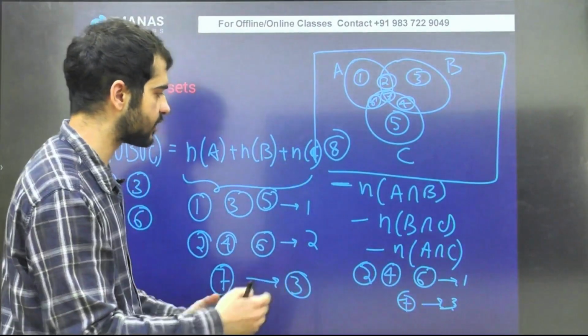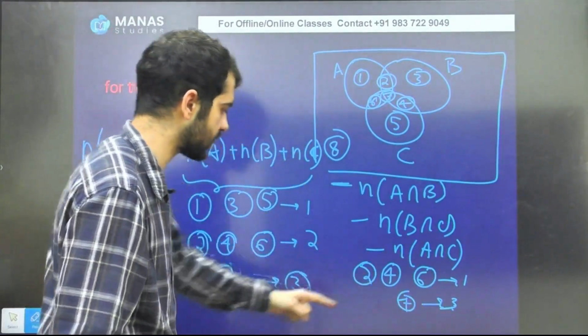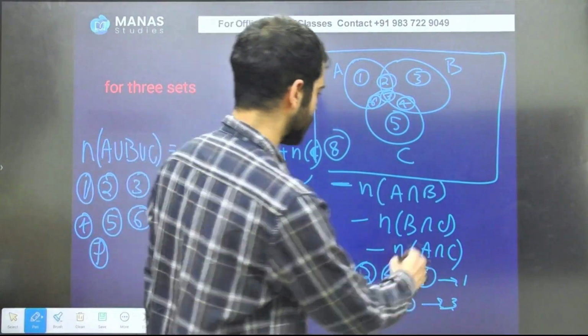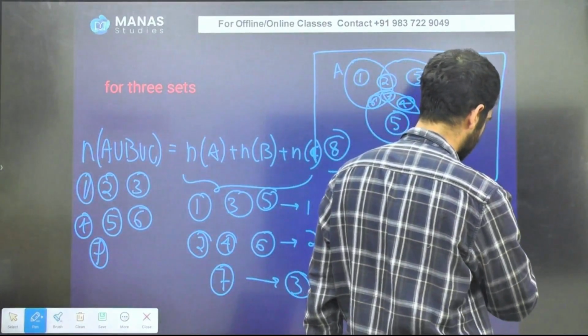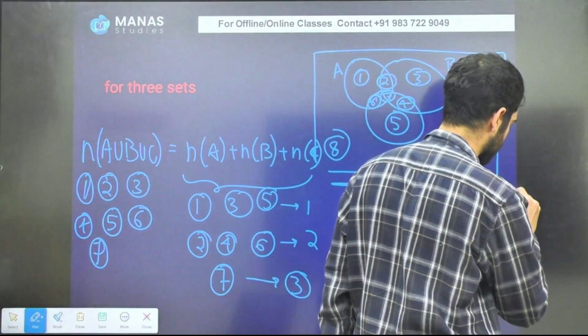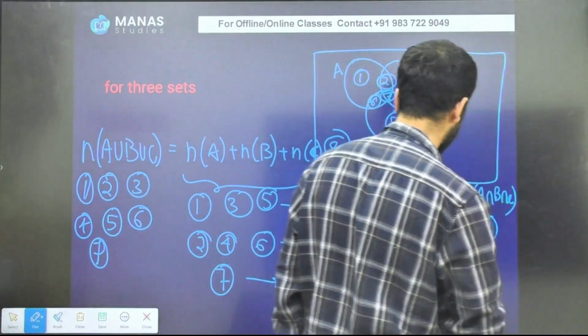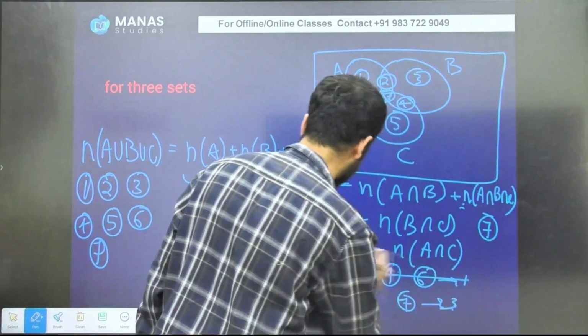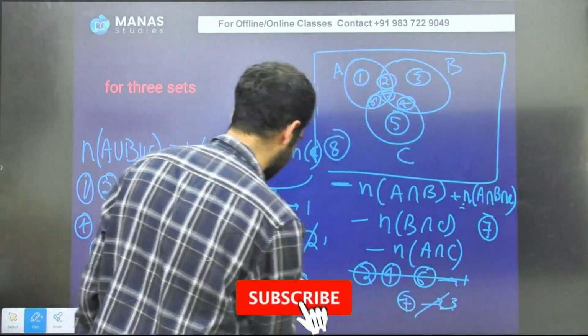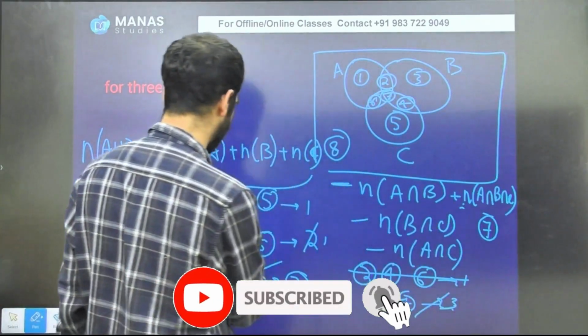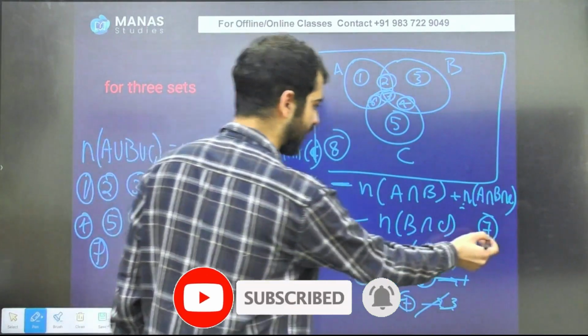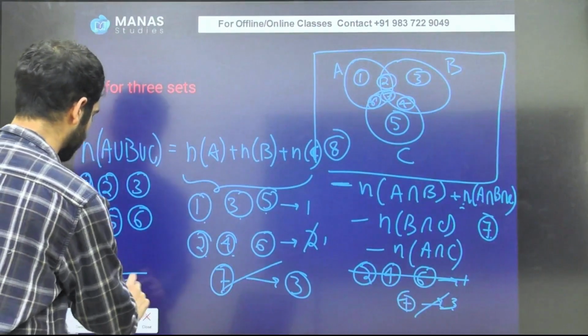So in the final result, I will have 1, 3, 5. I will have 2, 4, 6, but 7 is completely removed. So I will have to add that region by writing it as A intersection B intersection C, and then 7 is included. So in the final result, this will cancel out this, and this will cancel out this. So I get 1, 3, 5, 2, 4, 6, and 7, which was to be proved.